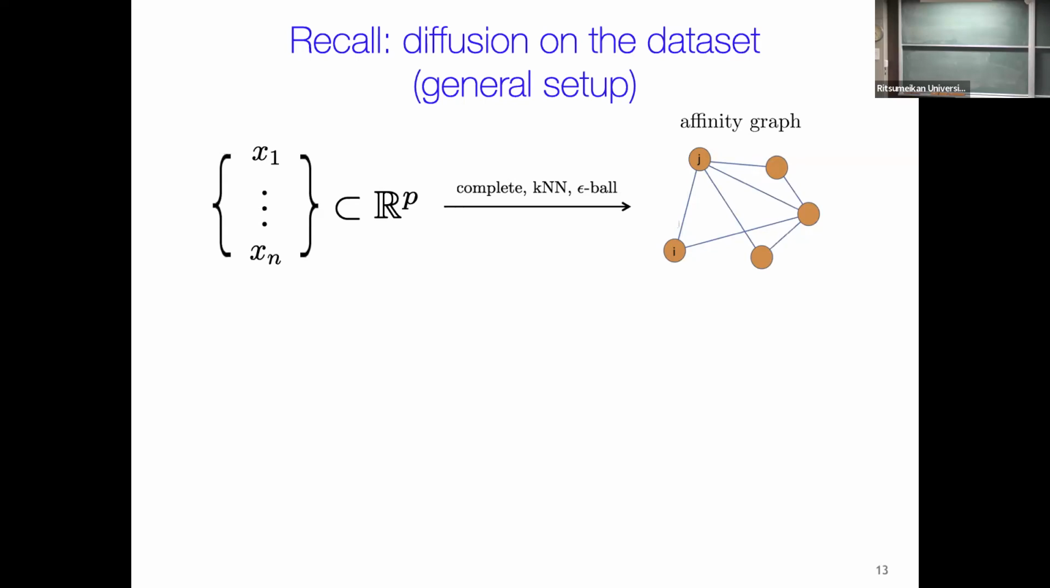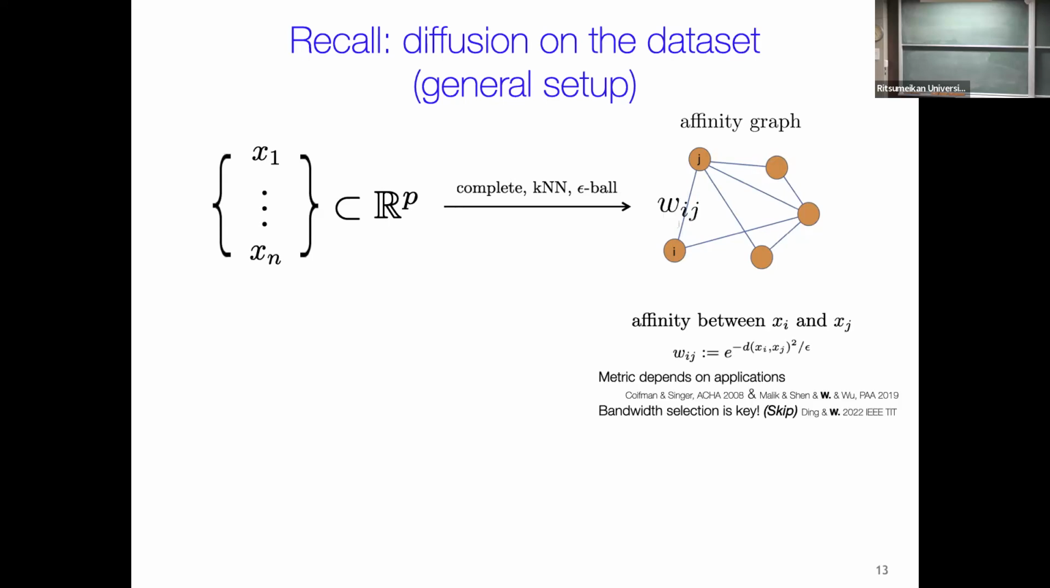Then you can construct an affinity graph, and this affinity graph can be constructed in many different ways. For example, you can use a complete graph, where you connect all points. You can use KNN, K nearest neighbors. You can use an epsilon ball: if 2 points are within epsilon distance, then you link them. There are several different ways you can construct an affinity graph. Now, let's construct one.